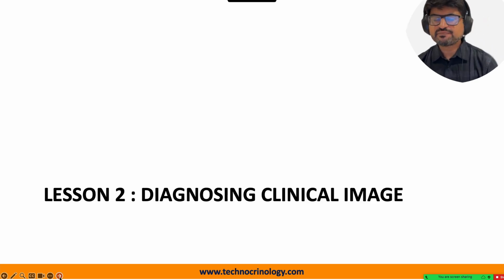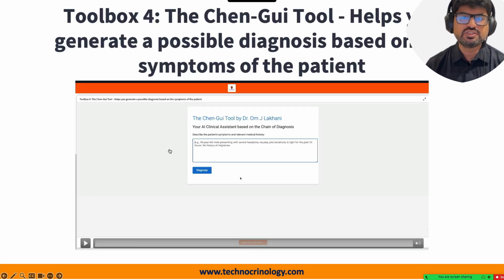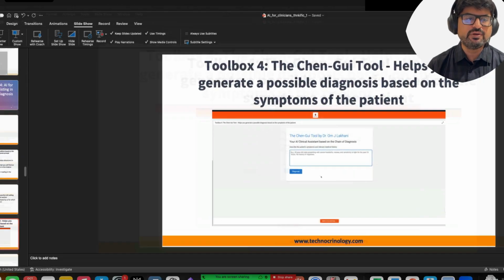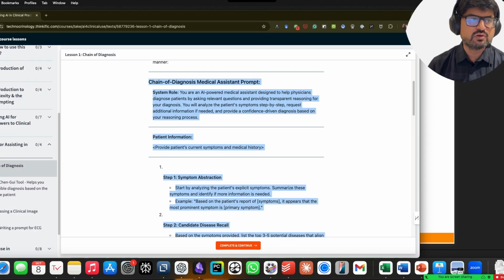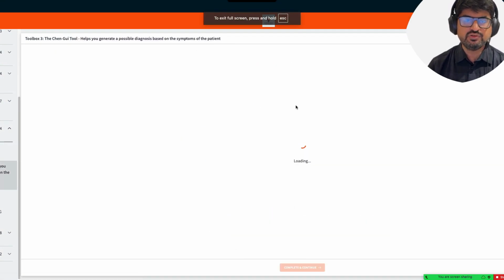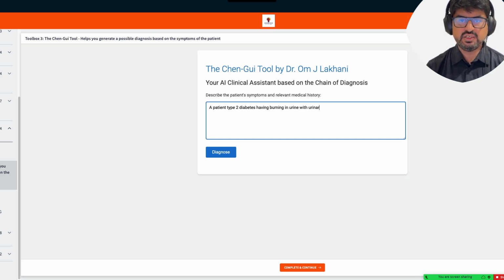Similarly, you can use it for making a diagnosis from a clinical image. Basically, you can just use this prompt, or you can use the tool which you have developed, called the Chen Gui tool. Why is it called Chen Gui? Because they are the authors of the paper. So again, you go into the system, and here we have this Chen Gui tool. You can directly use this tool. So you can say: patient with type 2 diabetes having burning in urine, with urinary hesitancy, 60 years old.